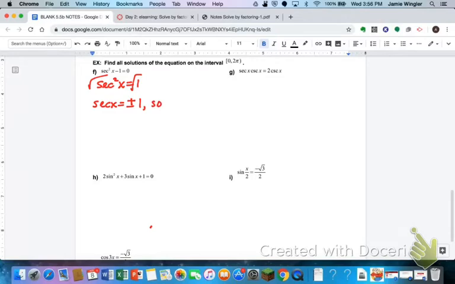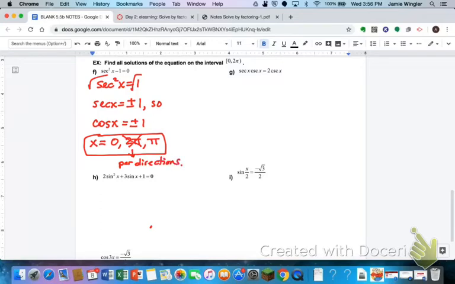If secant equals plus or minus 1, then cosine is the reciprocal of secant, and the reciprocal of 1 is just 1. So where does cosine equal positive 1? Well, that's going to be at 0 and at 2 pi. Where does cosine equal negative 1? And that's at 1 pi. Remember, you got to think about your answers before you move on. Our directions will not allow us to include 2 pi in our answer, so we have to eliminate that. 2 pi has the parenthesis, which means we cannot include it.